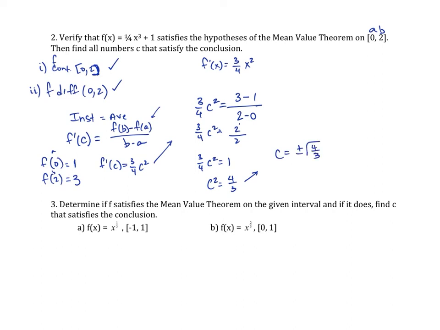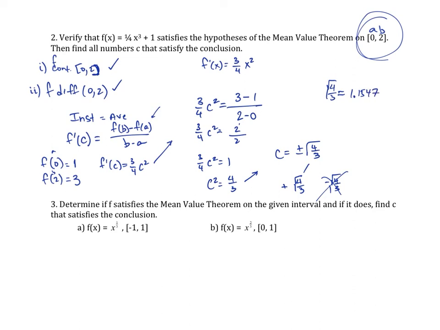But I don't use both of those answers. Why do I not use both? I've got an answer of positive root 4 over 3 and a negative root 4 over 3. This is a negative value. It is not in this interval. The square root of 4/3 is, I will tell you, approximately 1.1547.